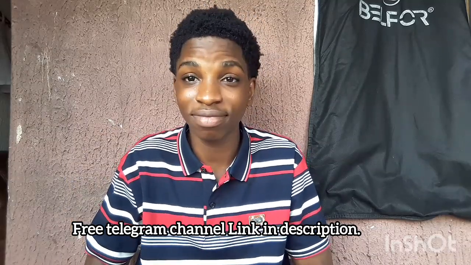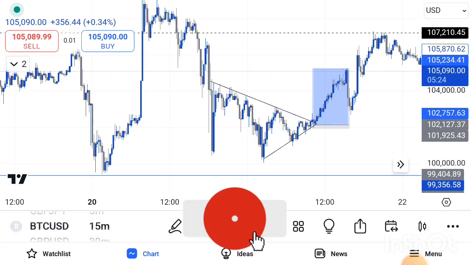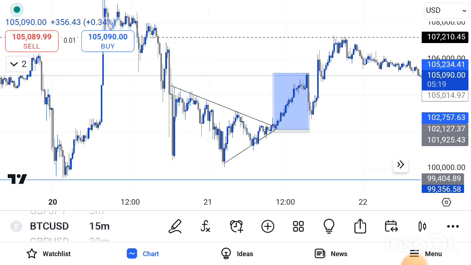Yeah, so let's get into the charts. Today I'm going to be explaining how to use chart patterns in your technical analysis as a beginner trader and even for experienced traders. So this is a trade I took on BTC USD, a symmetrical triangle. I actually posted this trade before the trade moved and went to take profit on my free Telegram.